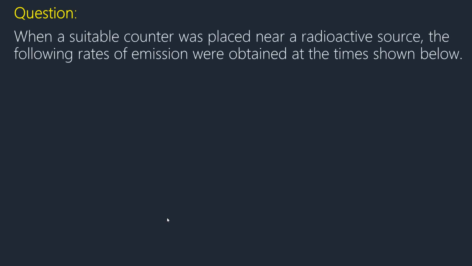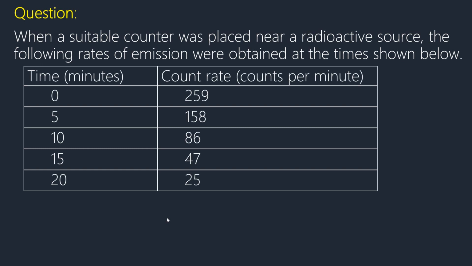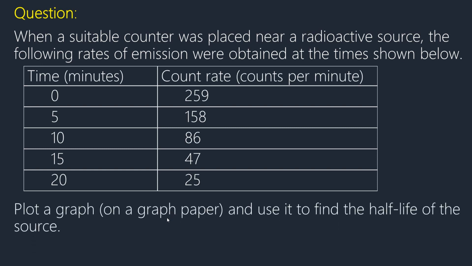Now, a question. Please get a graph paper, or you can do it in a graph book and answer it. When a suitable counter was placed near a radioactive source, the following rates of emission were obtained at the times shown below. So we have this table, and the question says plot a graph, using a graph paper or a graph book, and use it to find the half-life of the source.